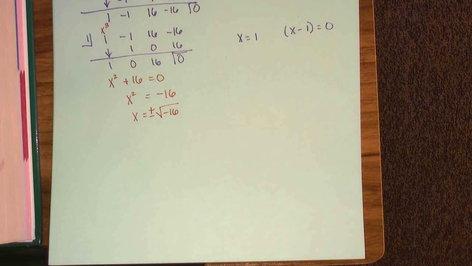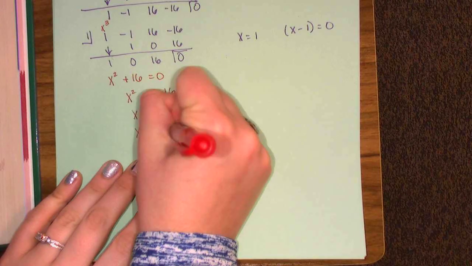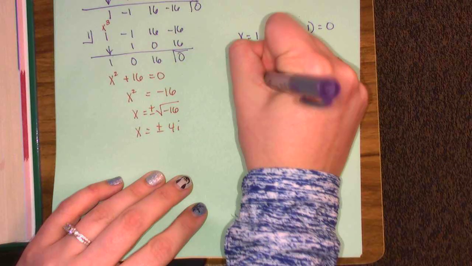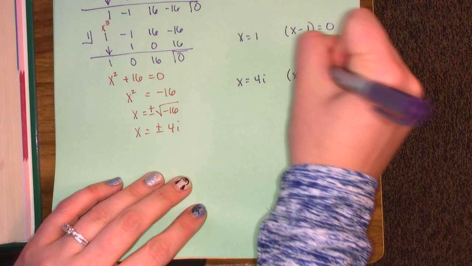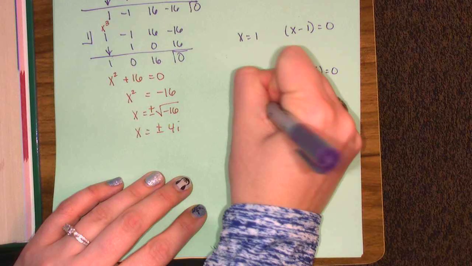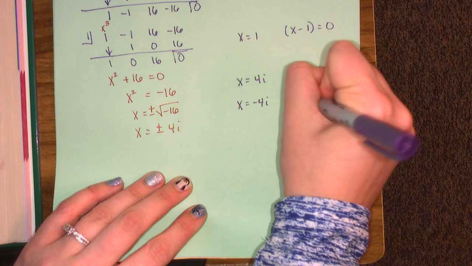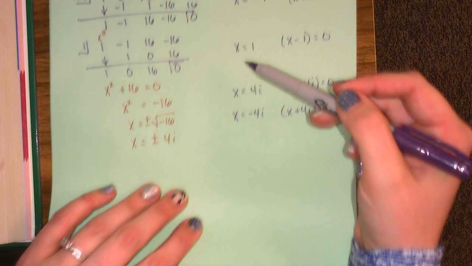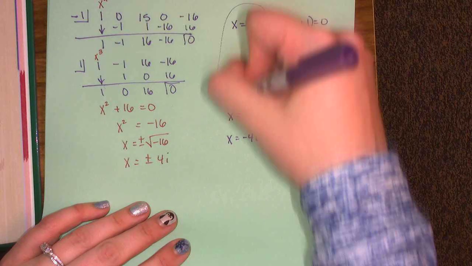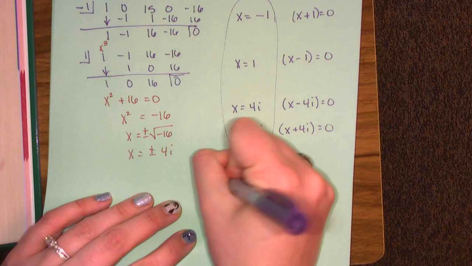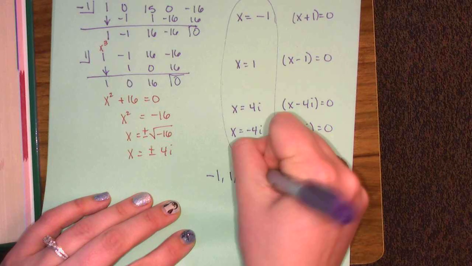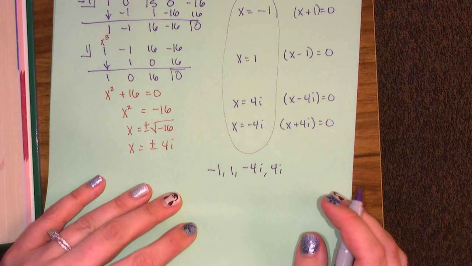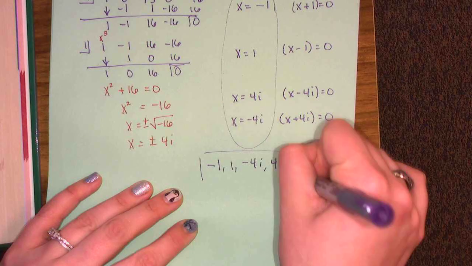Okay, x equals plus or minus 4i, so our other factors then are x minus 4i is equal to 0, and x plus 4i is equal to 0. Again, for this problem, it asks for zeros, not factors. So I need all of these here. You're going to just list them out: -1, 1, -4i, 4i. It really doesn't matter what order. Usually your book will list the ones that have i's or radicals last. So these are all your zeros for this problem.